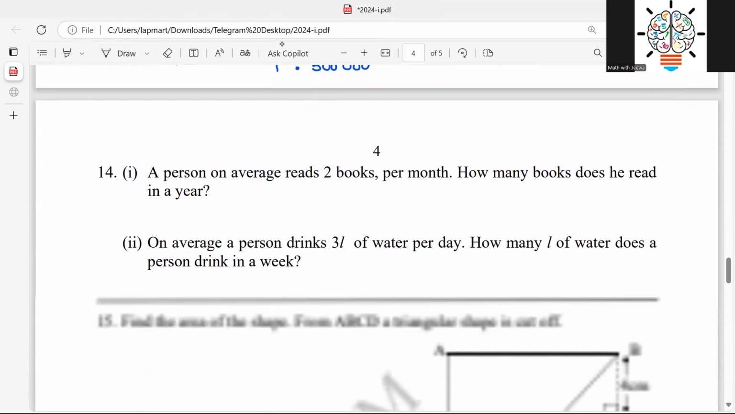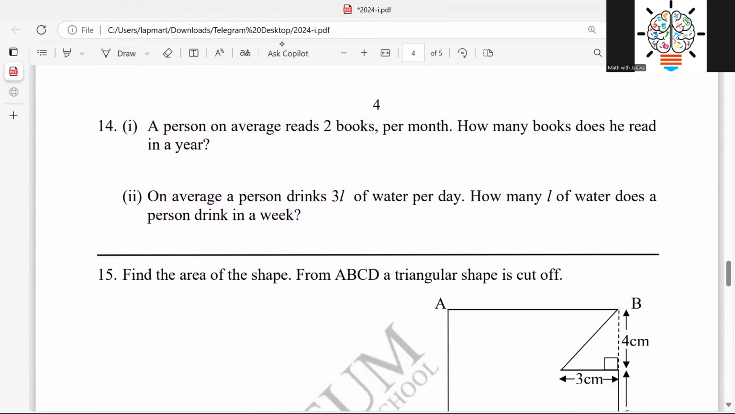So then we will move to page number 4. A person on average reads 2 books per month. So then in a year, how many months do we have? So that is 12 months, right? So then how do you get the answer? Per month it is 2 books. And for 12 months, it is 24 books per year.